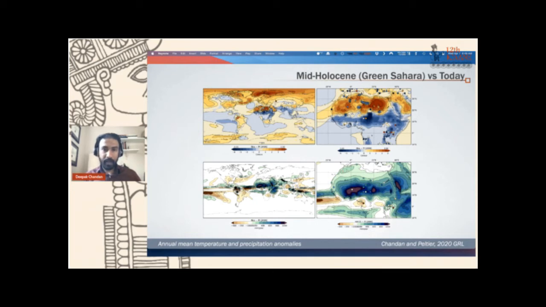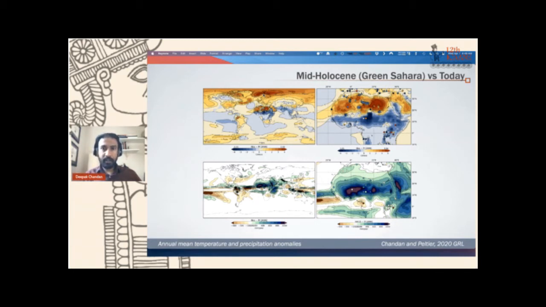only over Africa here, but you have far-off changes over, for example, Northern Europe and over the Arctic as well. So there's some teleconnection that is happening between the Green Sahara changes and the Northern Hemisphere. I'm going to talk a little bit more about teleconnections in just a moment.